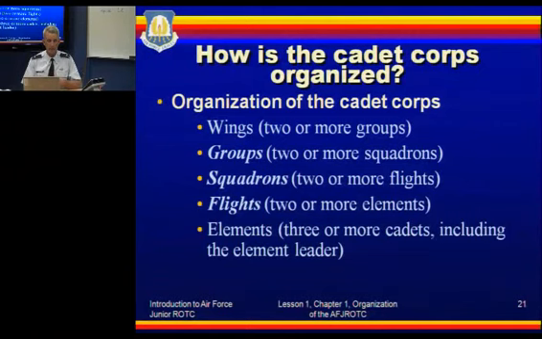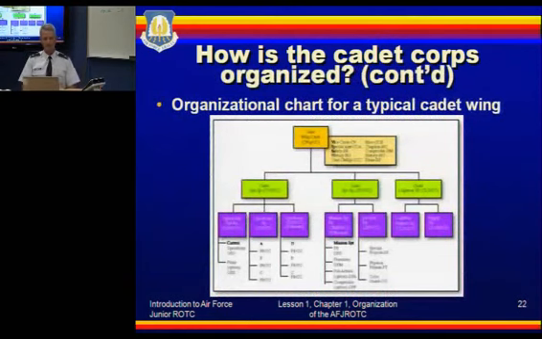Element leaders, at least in our ROTC, are the ones who report in and take roll. Flight commanders are the leaders of the individual classes, and they record the grades for us. They record the absences. They inspect their troops for their uniform grades. Squadron commanders, we have 3 squadron commanders in our junior ROTC. Very, very similar to this.